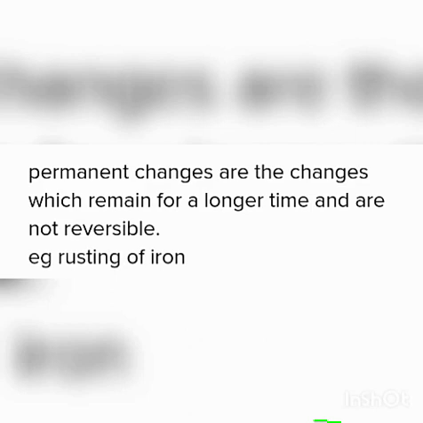But permanent changes are not like that. Permanent changes are changes which remain for a long time, and these are not reversible. Example, rusting of iron. If we place iron in the open air, it can get rusted. And this rusting of iron is not a temporary change. We can't get the previous substance back from the rusting of iron. So it is a permanent change.